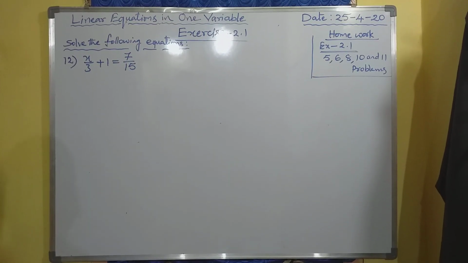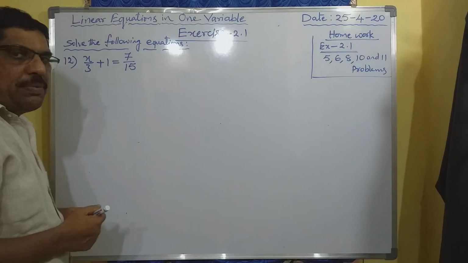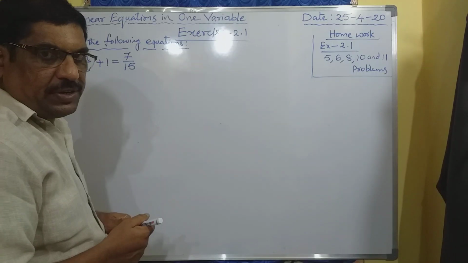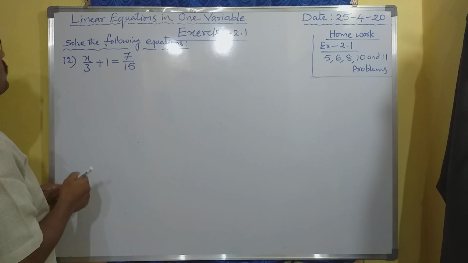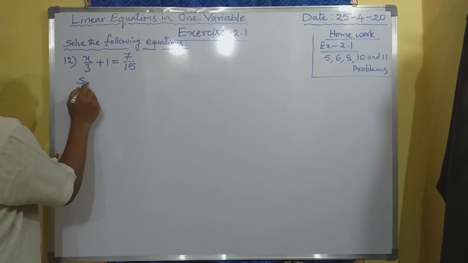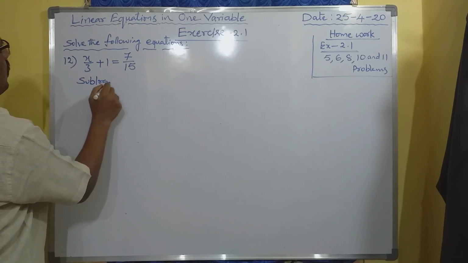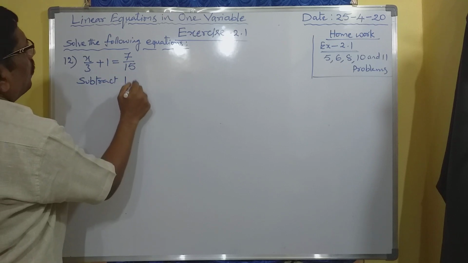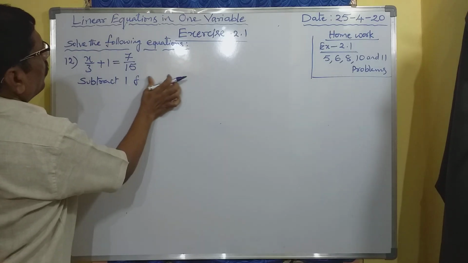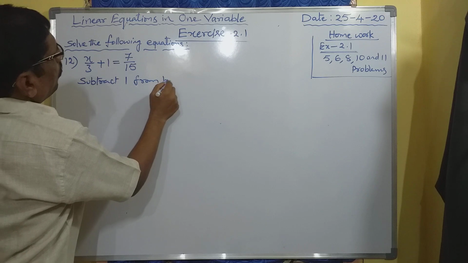Now look at the 12th problem. x by 3 plus 1 is equal to 7 by 15. Here we have plus 1. So we need to subtract 1 from both sides.